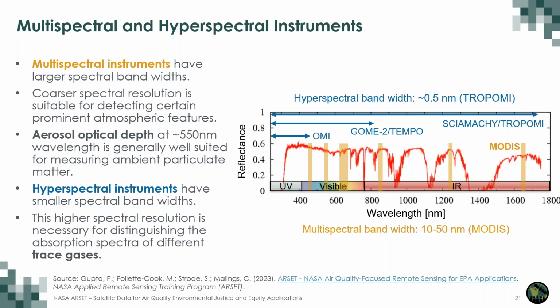For environmental justice applications, it's important to consider what kinds of pollutants might be impacting a given community and to choose instruments with appropriate spectral ranges and resolutions for capturing information about these pollutants.